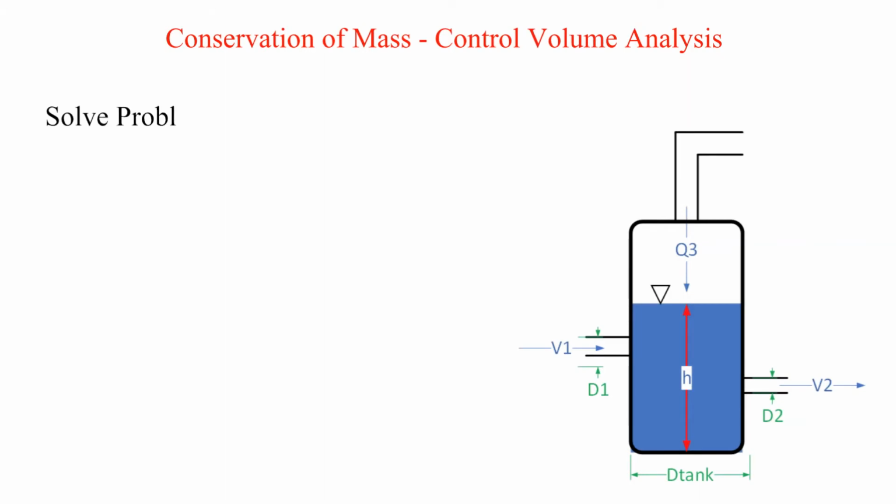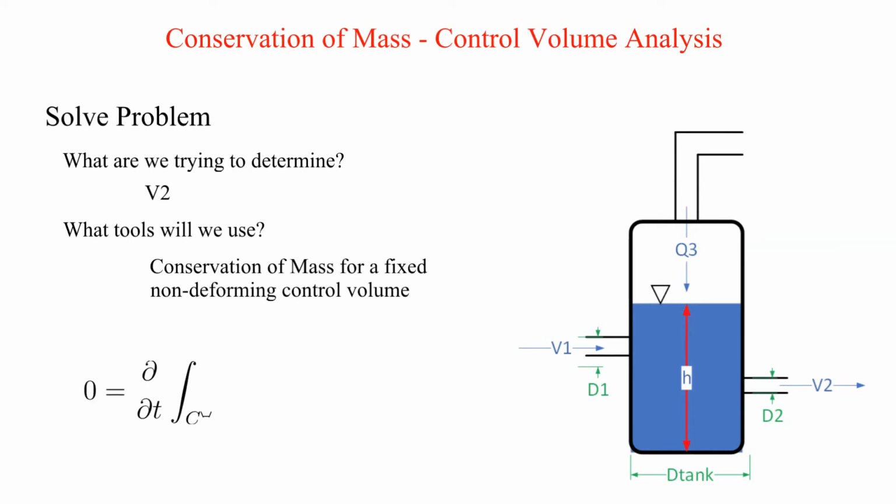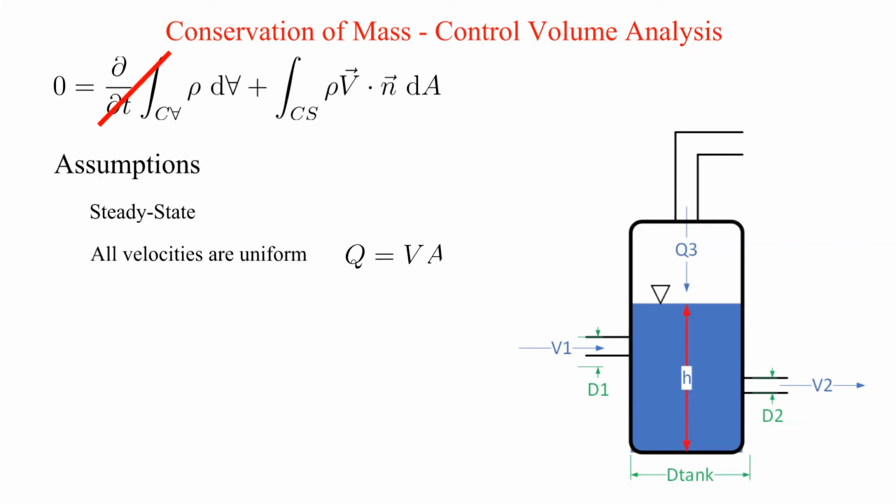Now let's start solving the problem. Recall, we are trying to find the velocity at point 2. We can use conservation of mass for a control volume. It is shown below. Let's start simplifying. If the water level in the tank, h, is constant, then it is steady state. We will also use the definition of volumetric flow rate, Q, and how to calculate an area using the diameter.